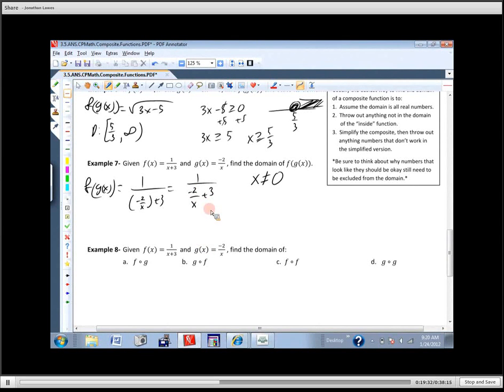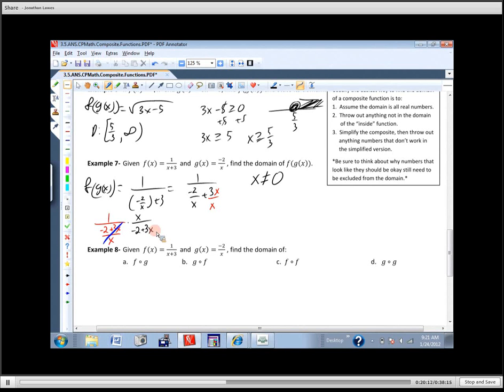There are several ways that we can deal with complex fractions. This is what I like to do because it's pretty easy to follow. I'm going to get a common denominator. I'm then going to write it as 1 over, this would be negative 2 plus 3x over x. And once I have a single fraction in the denominator, remember, we never divide by a fraction. I'm going to take that and flip it over and multiply. So I'm going to multiply by x over negative 2 plus 3x. Any questions there?